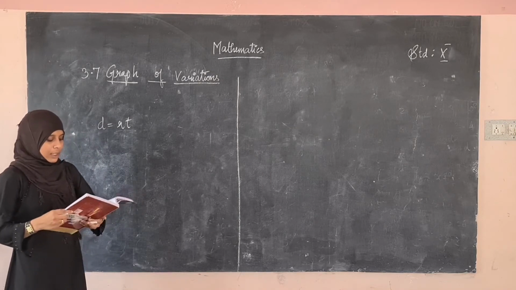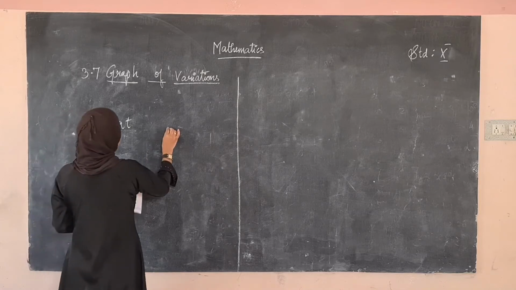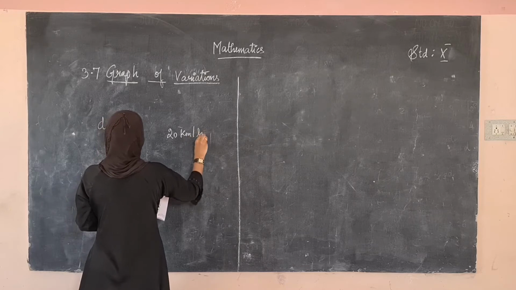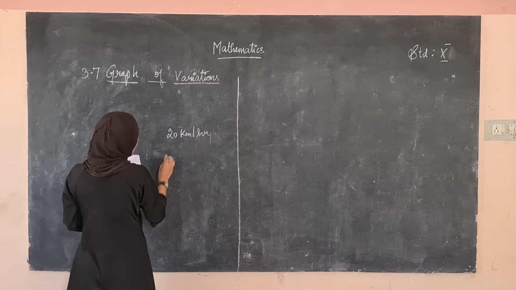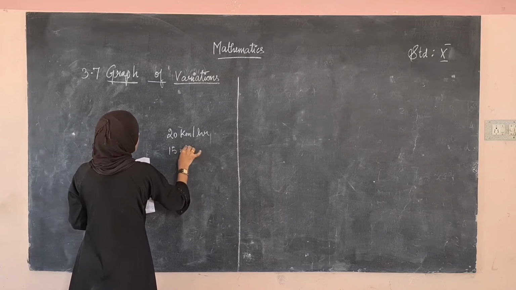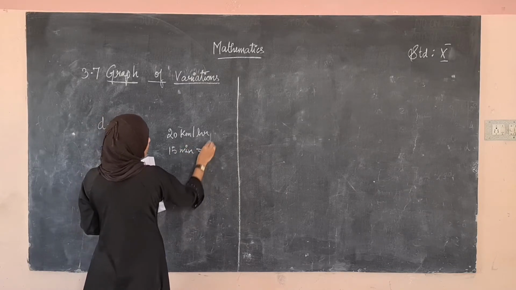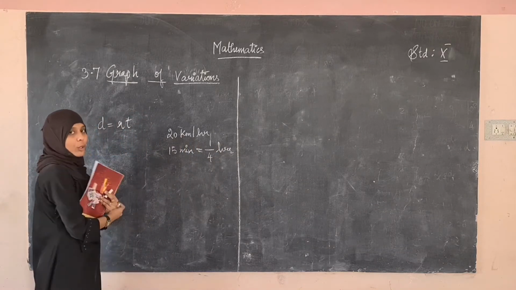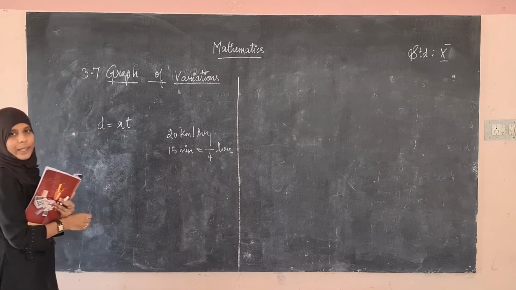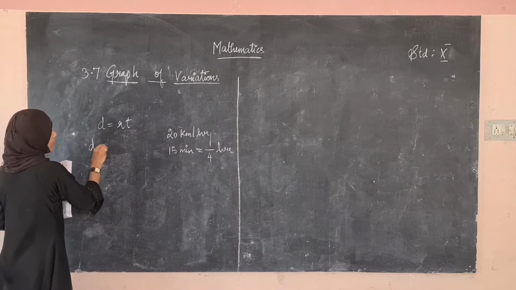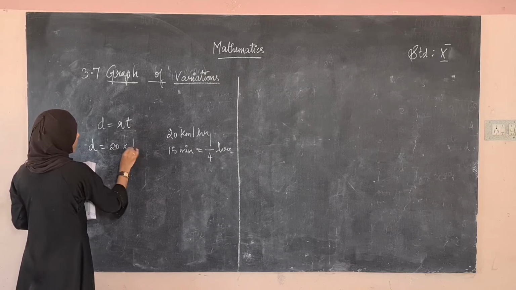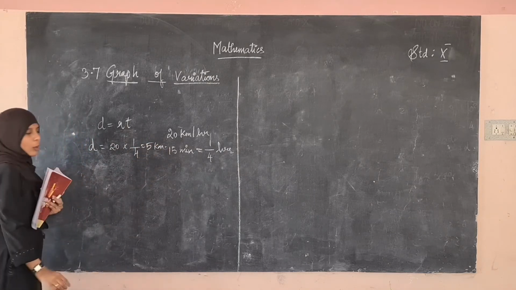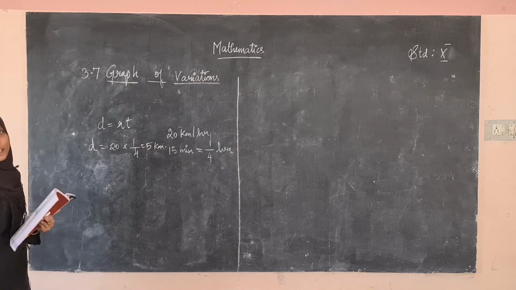Now, she is travelling with the speed of 20 km per hour. If she takes 15 minutes, how can we convert this into hours? 15 minutes means 1 divided by 4 hours, right? So, 1 divided by 4 hours. With this, you can find the value of D. Distance travelled is 20 into 1 divided by 4, we get 5 kilometers. So, distance travelled by Harini every day is 5 kilometers.